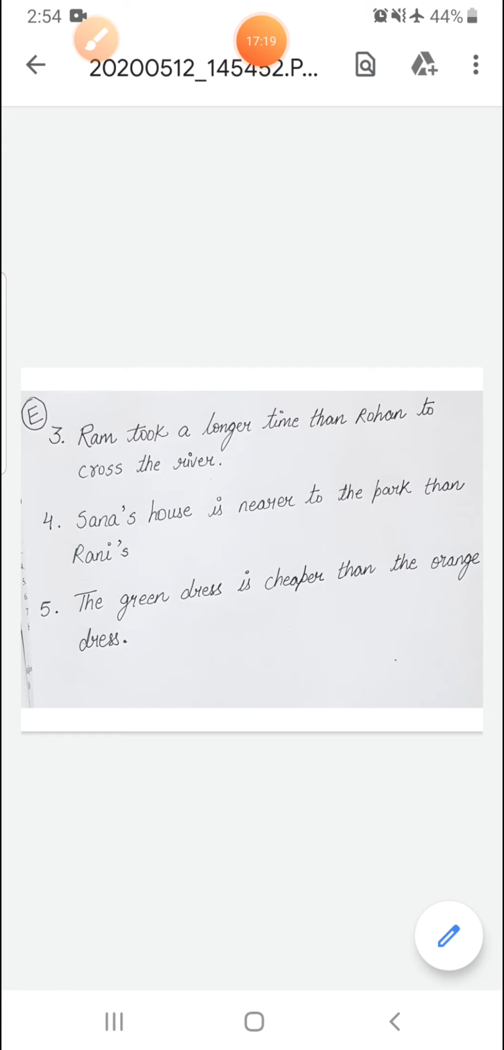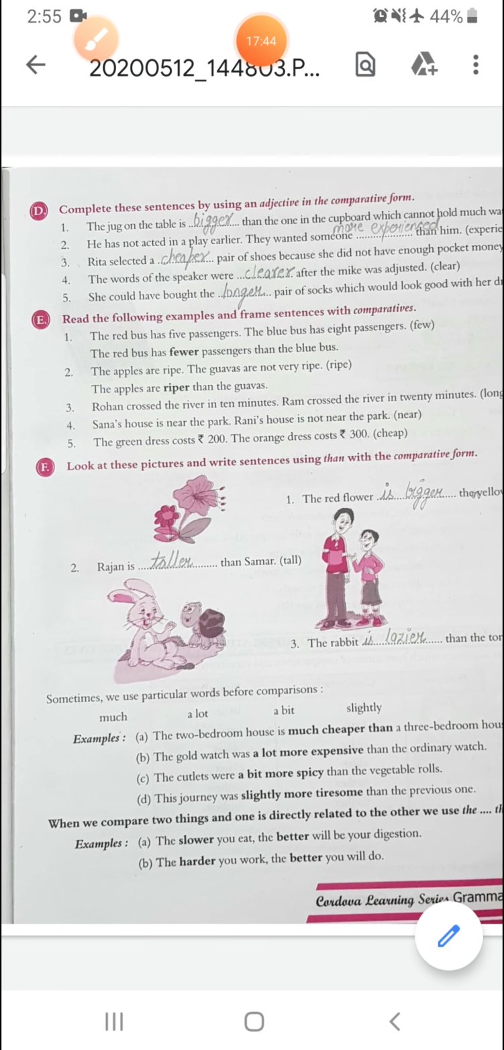If you have not followed what I said, you can pause it for some time and see the 3 answers. There are only 3. 2 are already done. So you can see these and write it. Ram took a longer time than Rohan to cross the river. Sana's house is nearer to the park than Rani's. And fifth is the green dress is cheaper than the orange dress. Done? Now see the next exercise.